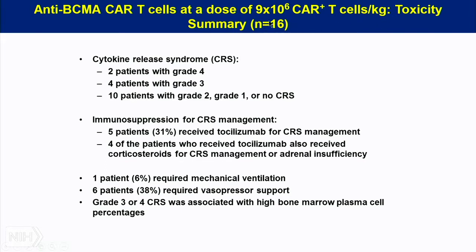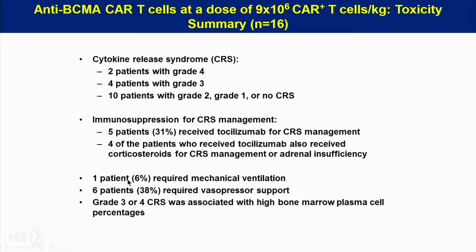This is just looking at the highest dose level patients with 9 million CAR T cell dose. The other patients didn't have much toxicity, but of these 16 patients, 2 had grade 4 cytokine release syndrome, 4 had grade 3 cytokine release syndrome, and 10 had grade 2, 1, or no CRS. So we gave tocilizumab to 31% of the patients, which was 5, and 4 of those patients who also received tocilizumab received corticosteroids for CRS management or adrenal insufficiency.